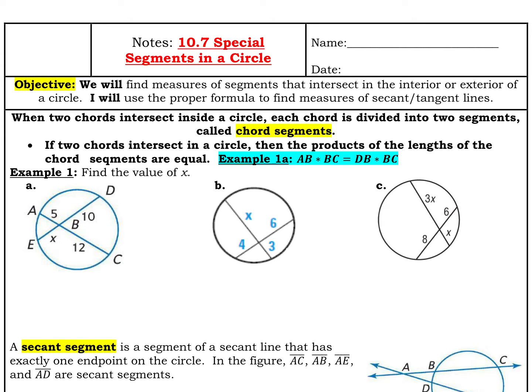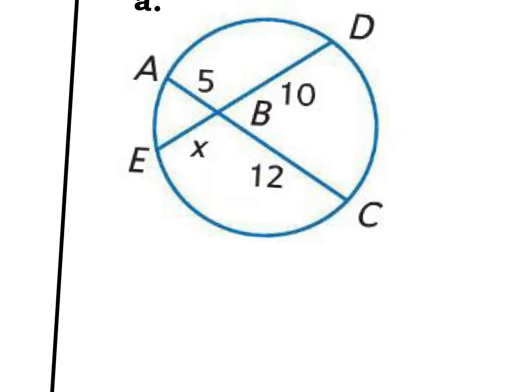So at the top of the notes here, I wrote: when two chords intersect inside a circle, each chord is divided into two segments called chord segments. If two chords intersect inside a circle, then the products of the lengths of the chord segments are equal. So in example 1a, this picture right here, I have AB times BC will equal DB times BC. Okay? So we're going to do that to solve for x here.